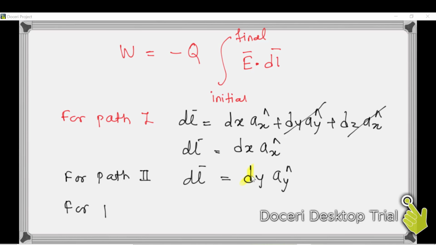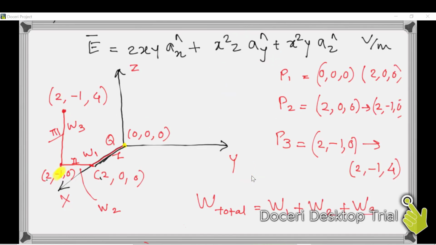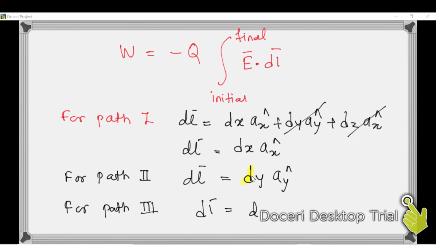Similarly, for path 3, dl will be equal to: there is only a change in z, since the coordinates (2, -1) have remained the same. So there is no change in x and no change in y. There is only change in z, so for this path we will consider dz az cap.